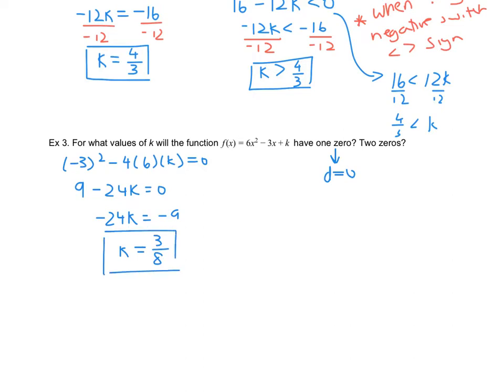Now for 2 zeros, we know that the discriminant has to be greater than 0. So why don't you go ahead, pause the video, try it out, and see what happens. And again, be very careful with that inequality sign.